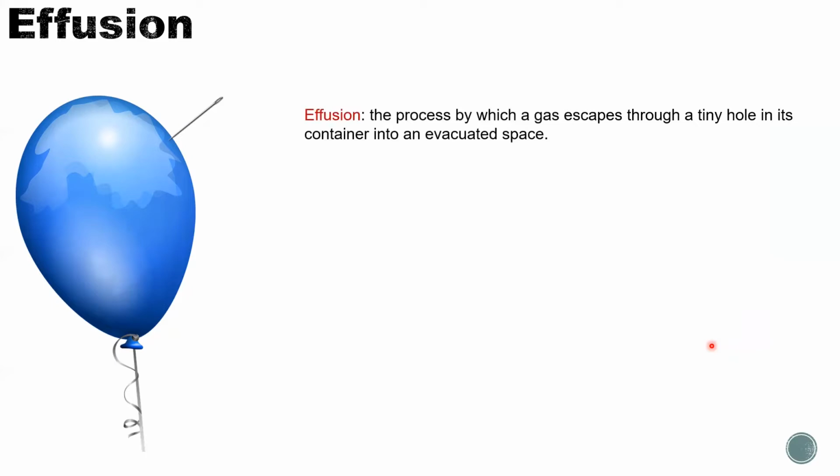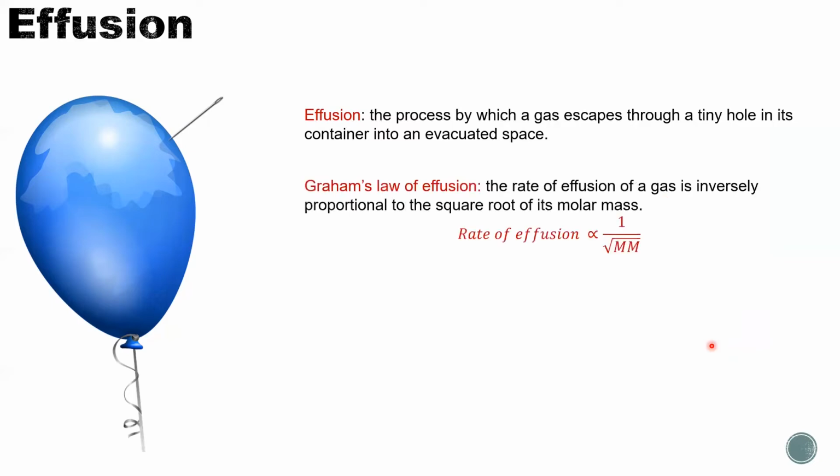Effusion refers to the process by which a gas escapes through a tiny hole in its container into an evacuated space. For effusion, you need to know a law, that is Graham's law of effusion. Graham's law of effusion says the rate of effusion of a gas, how fast the gas moves through this hole, is inversely proportional to the square root of its molar mass. You can see the equation here. Rate of effusion is inversely proportional to the square root of the molar mass.